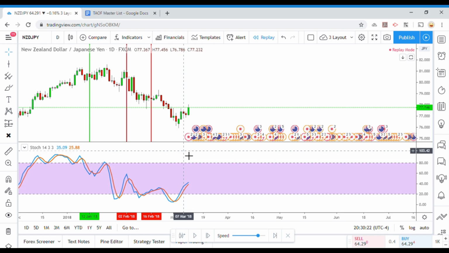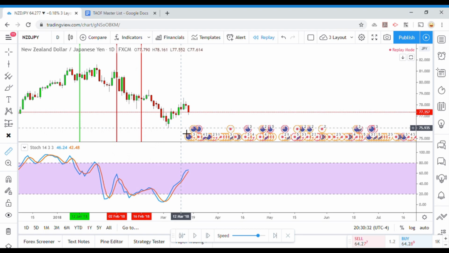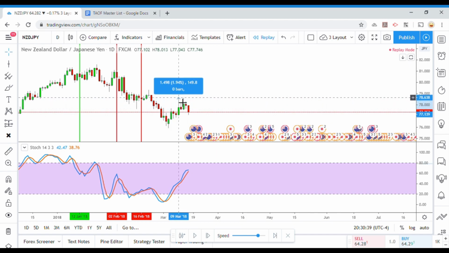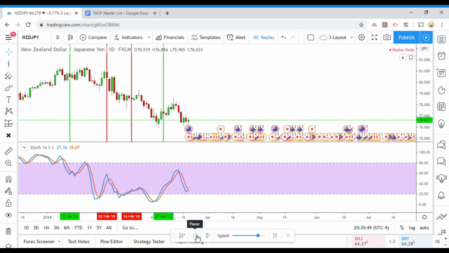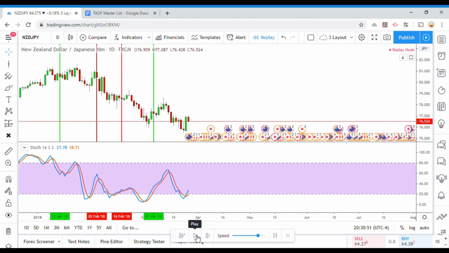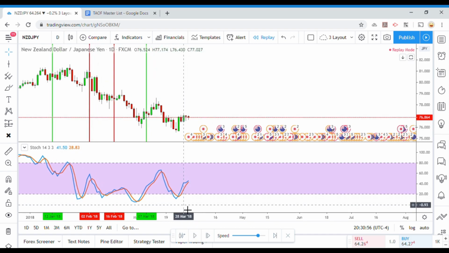Alright, moving on. Picked up another buy signal. Entry candle here. Looks like it bounced out a little bit there. Yeah, we may have gotten our 90 out of that. Let's see. Yep, sure enough. Alright. Moving on.